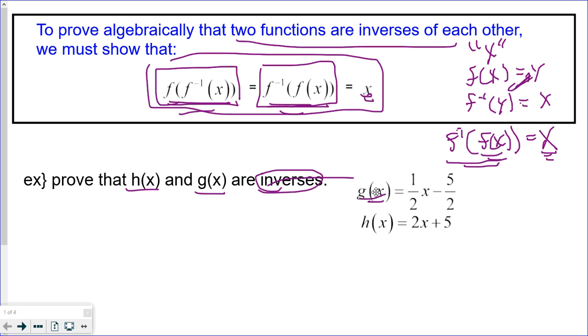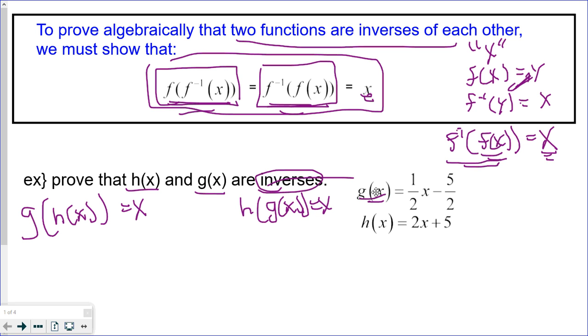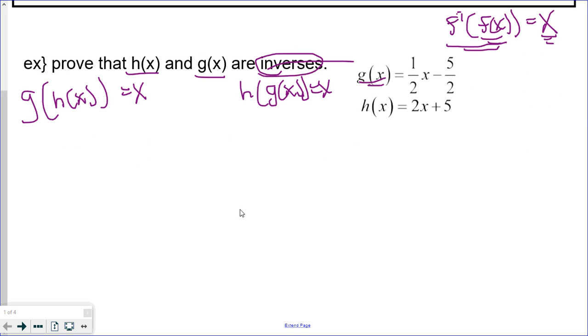In this particular example, instead of saying f and f inverse, you're going to have to show that g of h of x equals x. And we're also going to have to show that h of g of x equals x. So plugging one function into the other is going to both give you x. Okay, so we'll split this down the paper here. We'll start with g of h of x.